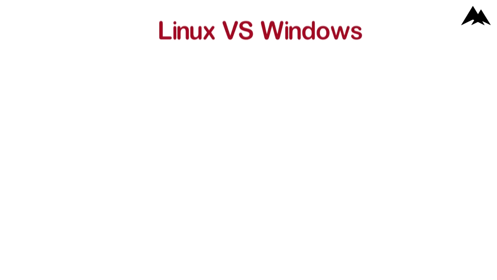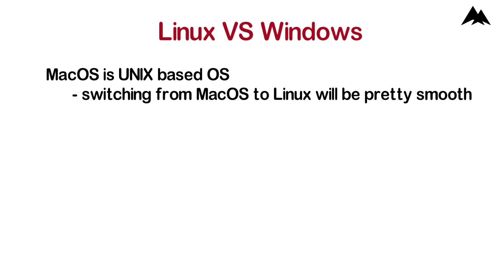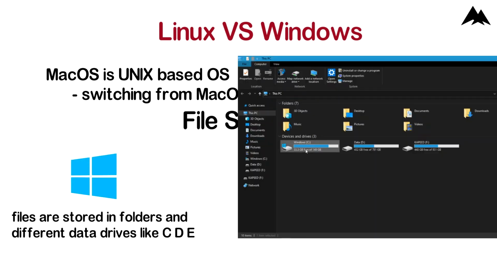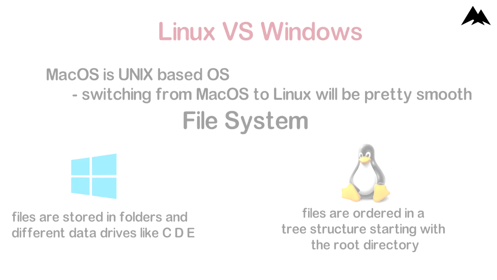Now let's talk about its differences with Windows. Mac OS uses Unix too, so switching from Mac to Linux will be pretty smooth. But in case of switching from Windows to Linux, it's very different. The first major difference between Windows and Linux is the file system. In Windows, files are stored in folders and different data drives like C, D, E. But in Linux, files are ordered in a tree structure starting with the root directory.